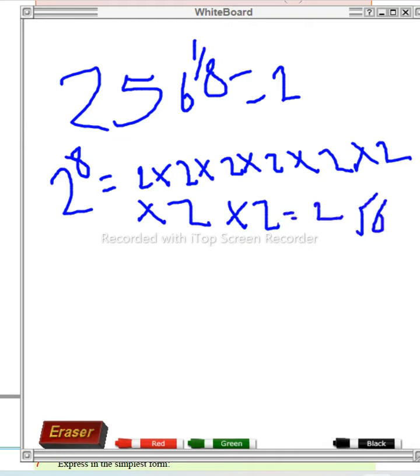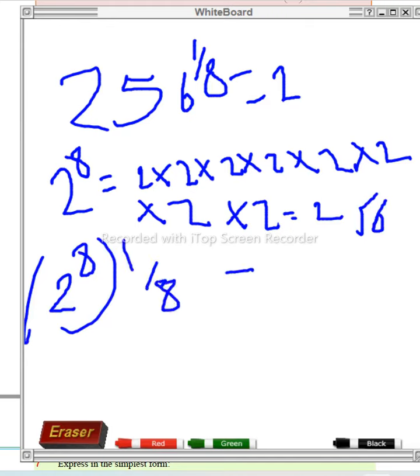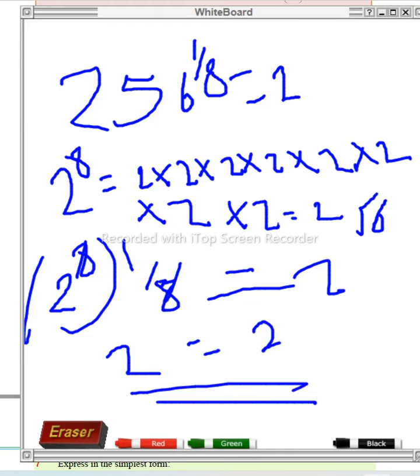So 256 is the same as 2 to the power of 8, and the whole thing to the power of 1 over 8 is equal to 2. When we cancel 8 by 8, we have 2. So we show that 256 to the power of 1 over 8 is equal to 2.